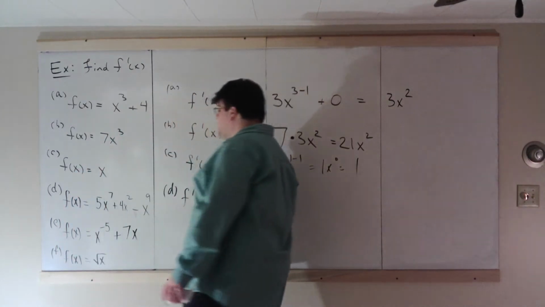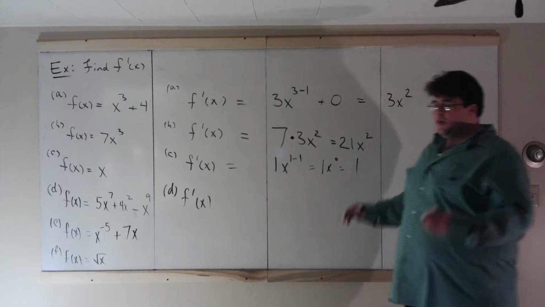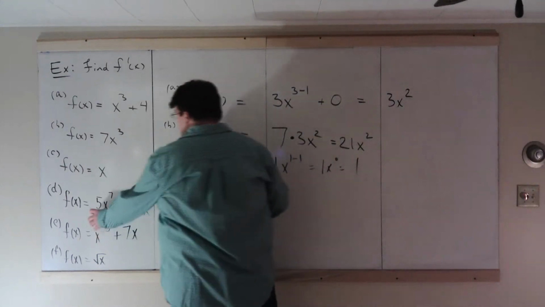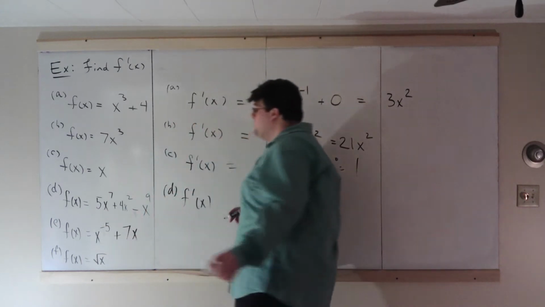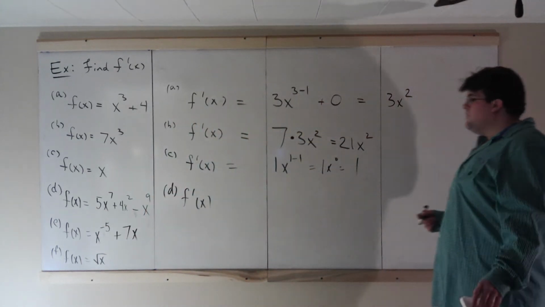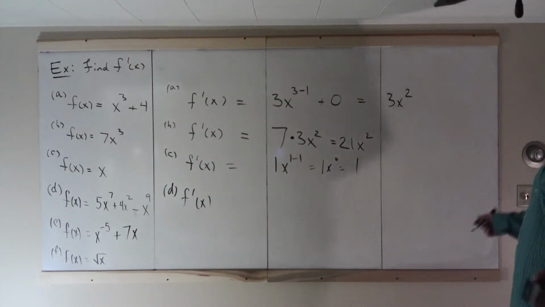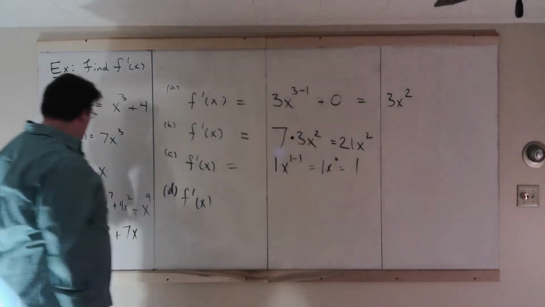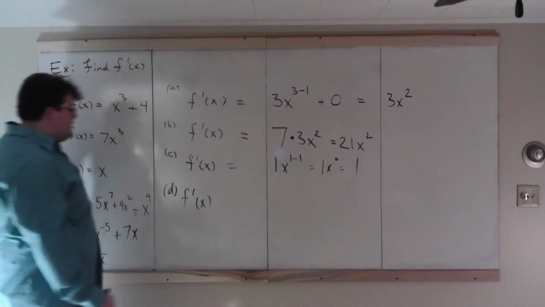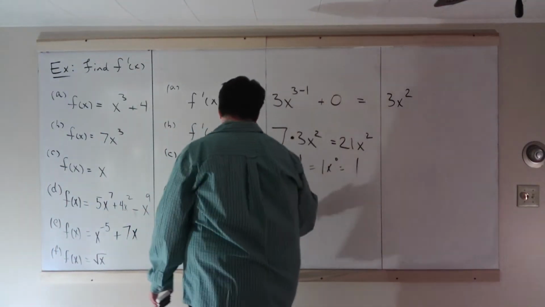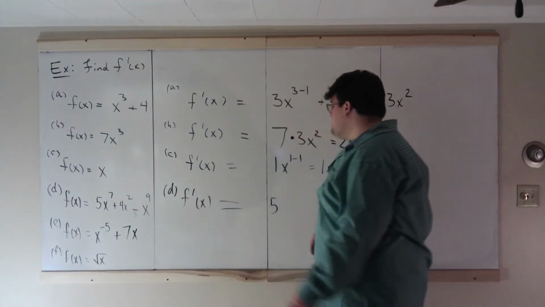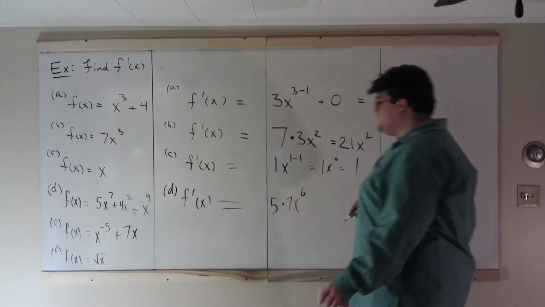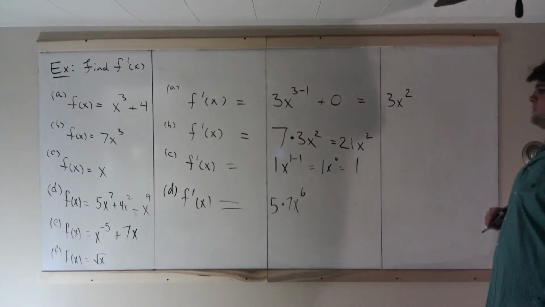How about part D? Well, part D, we have 3 things added together. So rule 4 says we can deal with them one at a time. And you can add with a negative sign if you want. We can deal with them one at a time. And notice here, we have a 5 in front of x to the 7th. So leave the 5 there and deal with x to the 7. 7x to the 7 minus 1. So 7x to the 6.